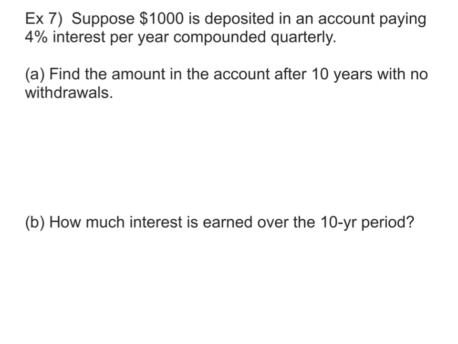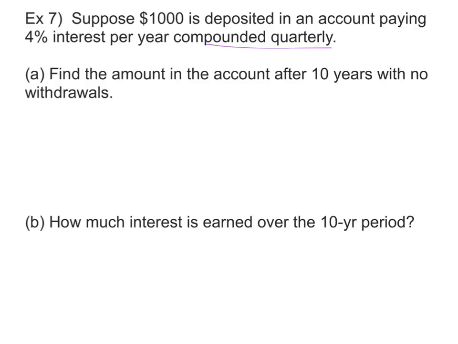So here's our first problem. Suppose $1,000 is deposited in an account paying 4% interest per year compounded quarterly. Find the amount in the account after 10 years with no withdrawals. And then we want to know how much interest is earned over that 10-year period. So the first thing we need to identify is what these variables actually are. First of all, my tip-off here is compounded quarterly.